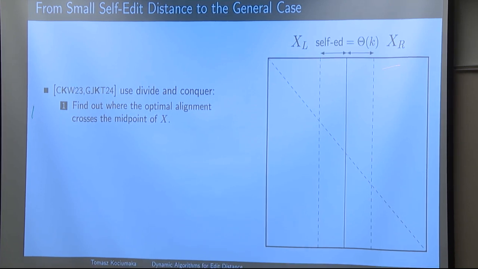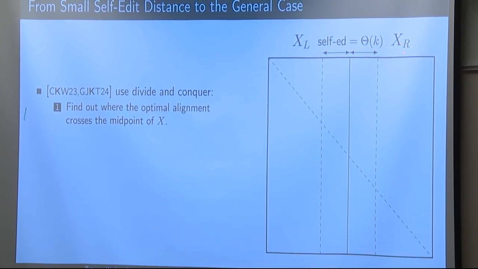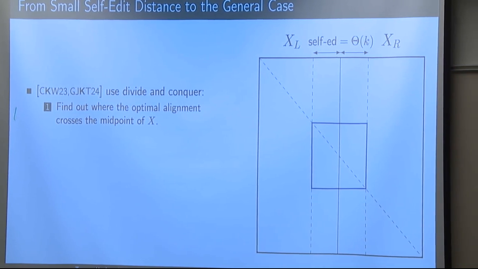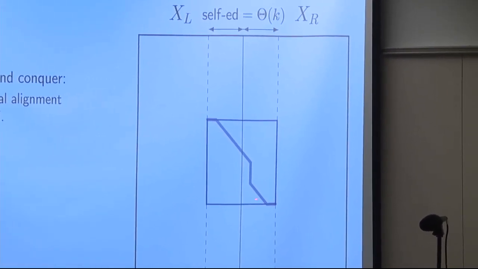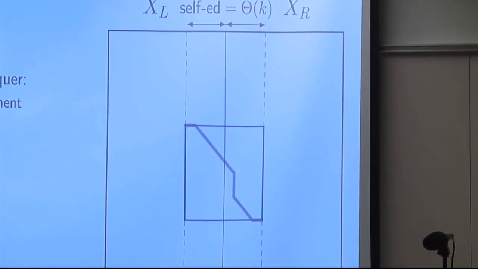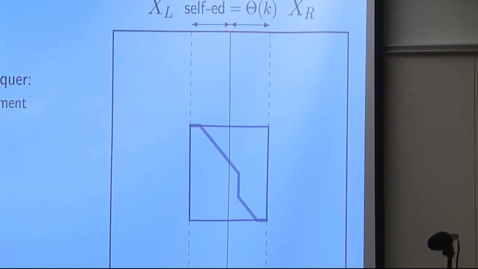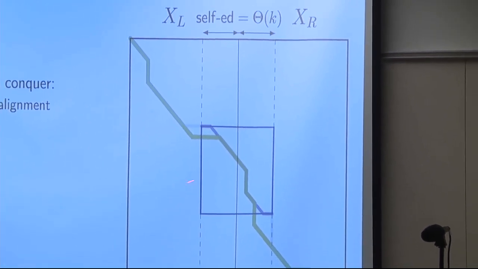And then we looked at the context of this middle position of bounded self-edit distance, roughly k, up to a constant factor. We looked at the region, like a square in the distance matrix, in this alignment graph, centered in the center of the picture, and we computed locally the optimal alignment. And it turns out that the point where this alignment crosses this boundary between XL and XR is precisely the point where the global alignment crosses this boundary.